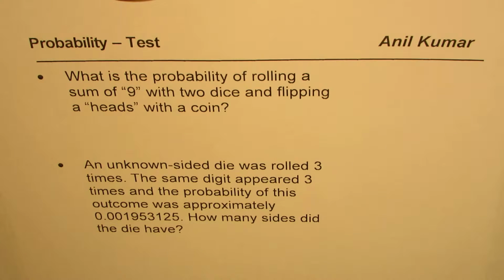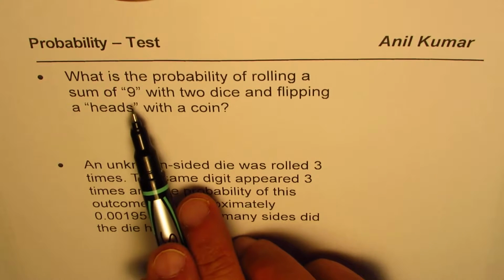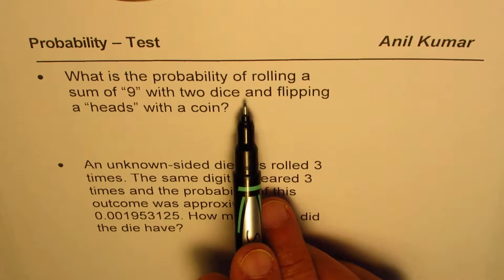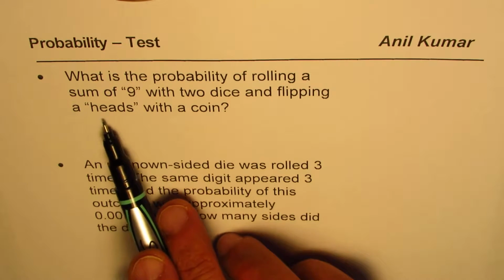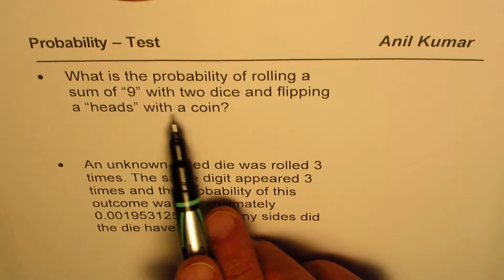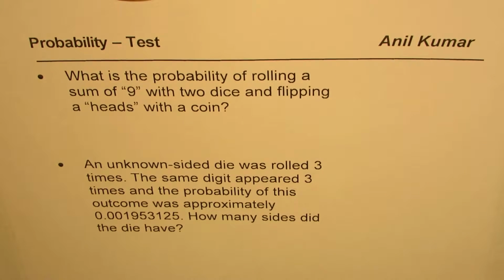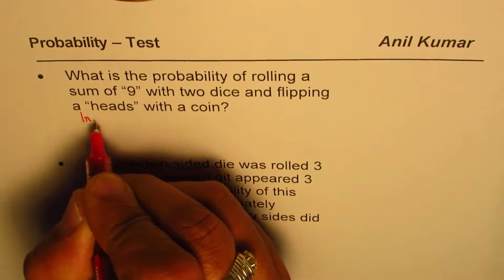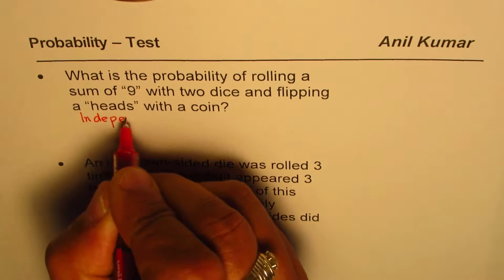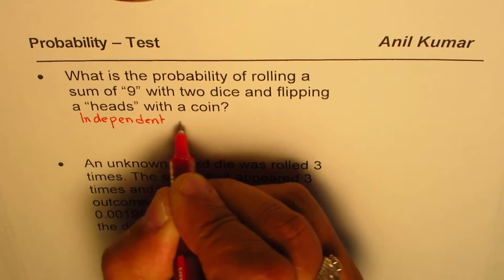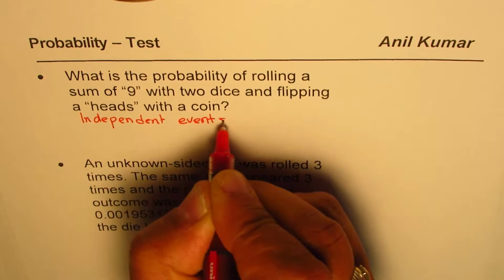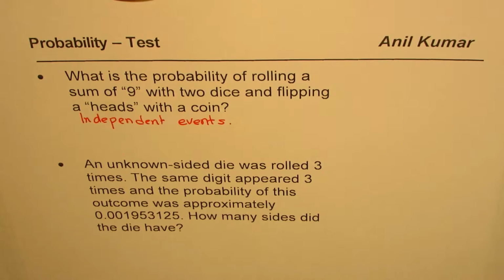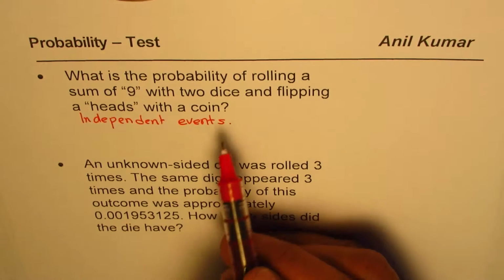The first one here is, what is the probability of rolling a sum of 9 with 2 dice and flipping a heads with a coin? So what we observe here is both of them are independent events, right? The results of one will not affect the results of the other one. That's kind of important to understand.